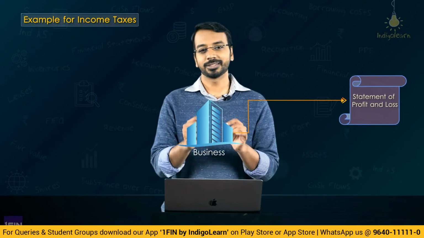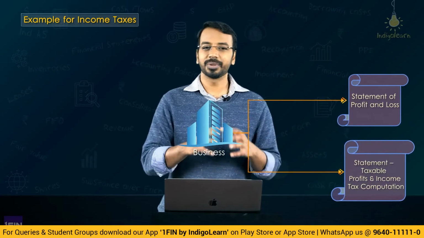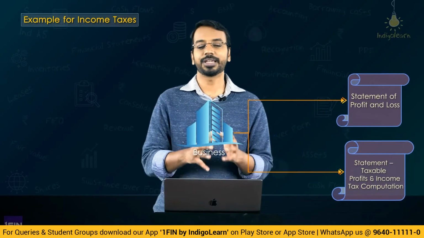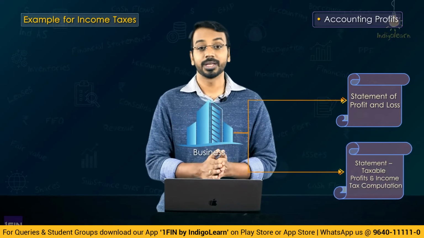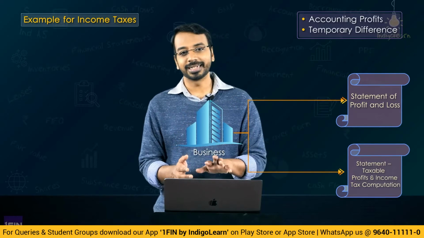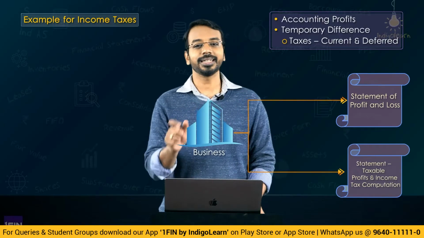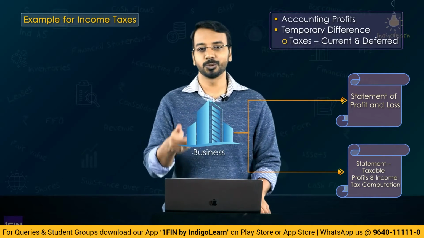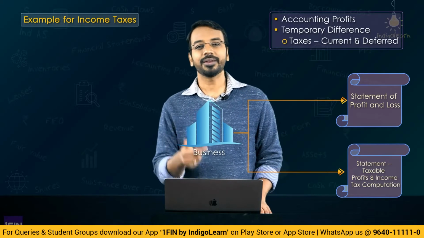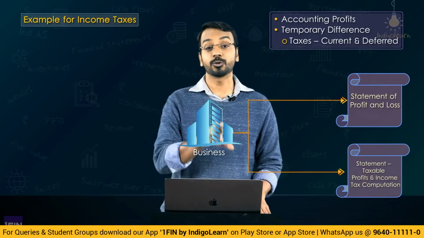So assume for a moment there is a business and we are preparing the P&L account for the business, and we'll also be preparing the statement to compute taxable profit and income tax thereon. We'll understand how we calculate accounting profit, which we already know. How we calculate taxable profit, which most of you would already be knowing. And what is this current tax, deferred tax, what are these differences and the reason to recognize something as deferred tax. All these computations you know, but we also need to understand why we are recognizing these things called deferred tax asset or deferred tax liability. So with this example, we'll try to understand that.